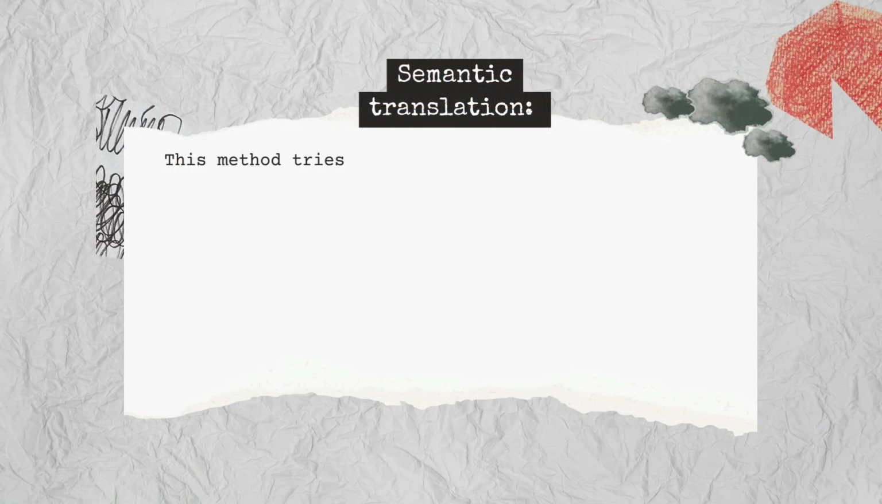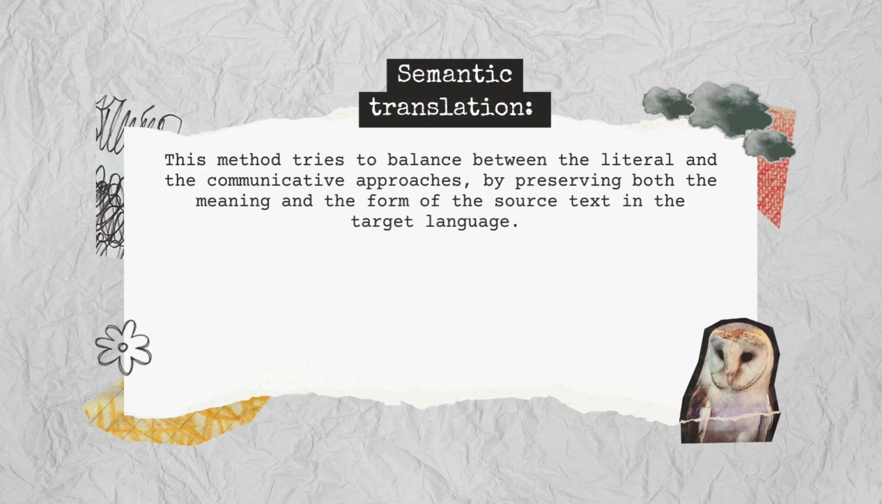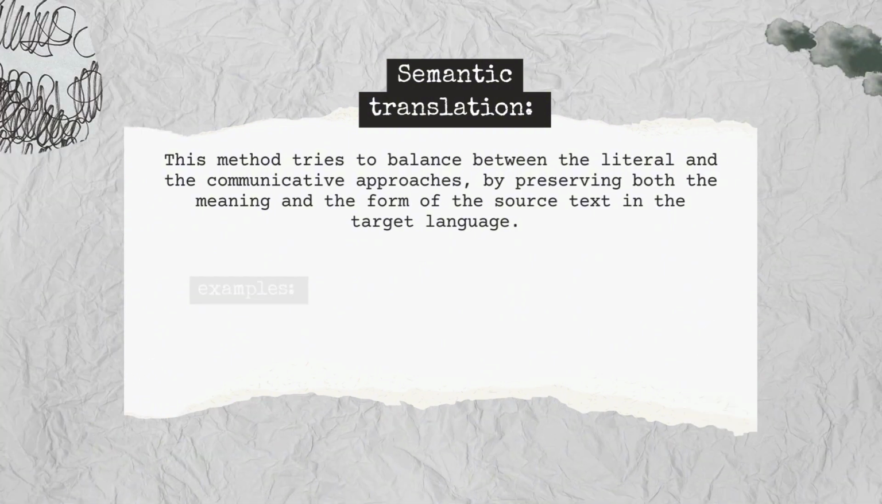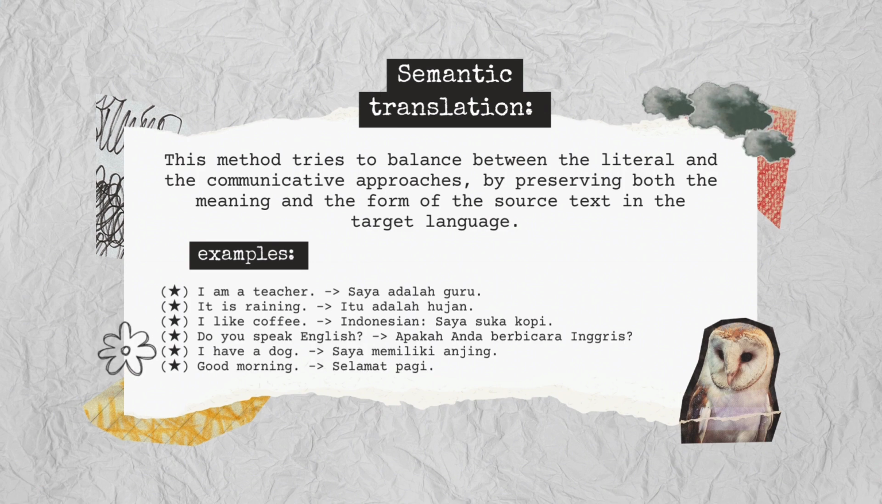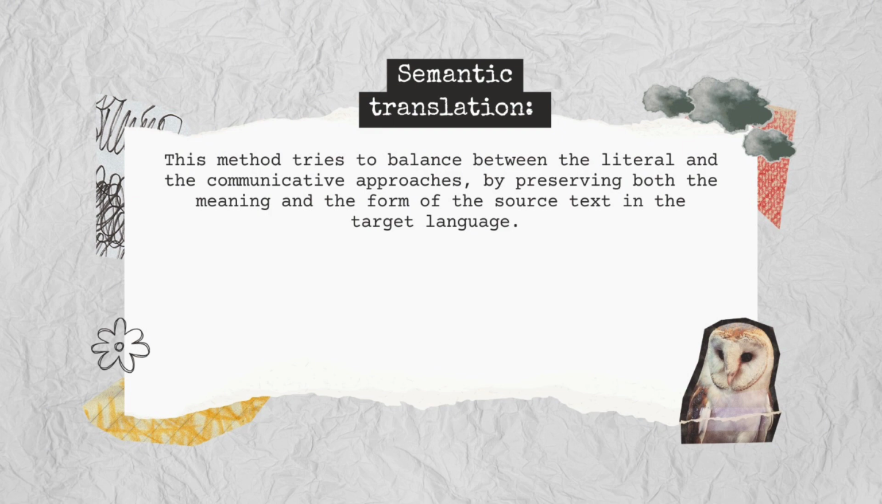And the last one, we move to the next method, semantic translation. This method tries to balance between the literal and the communicative approach by preserving both the meaning and the form of the source text in the target language.